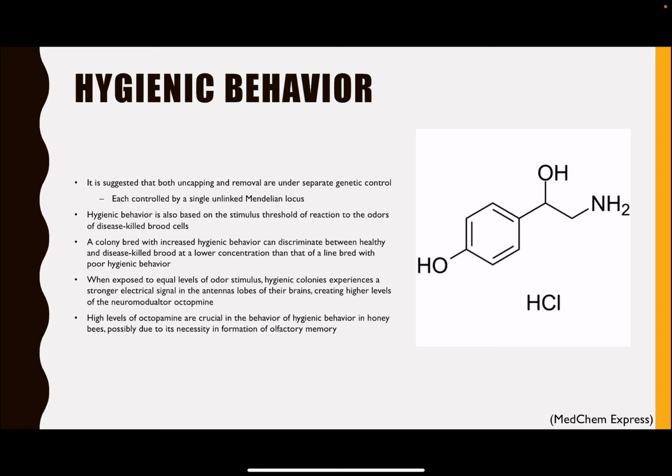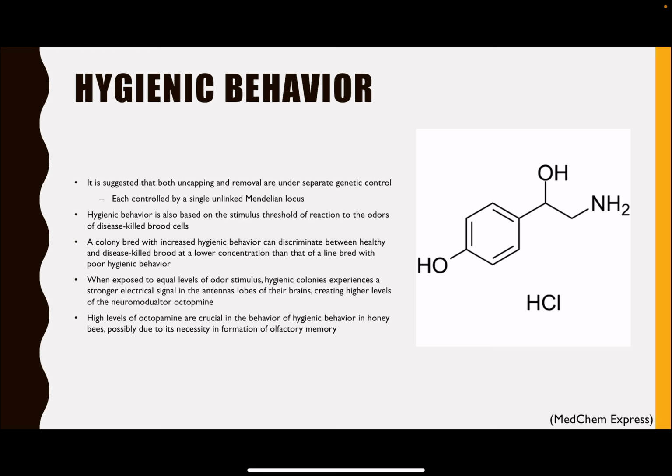Hygienic behavior is also based on the stimulus threshold of reactions to the odors of disease-killed brood cells. So a colony that has an increased hygienic behavior can determine the difference between a healthy and a disease-killed brood at a much lower concentration of scent than a line bred with poor hygienic behavior. And when exposed to equal levels of odor stimulus, the hygienic colonies experience a much stronger electrical signal in the antennal lobes of their brains.